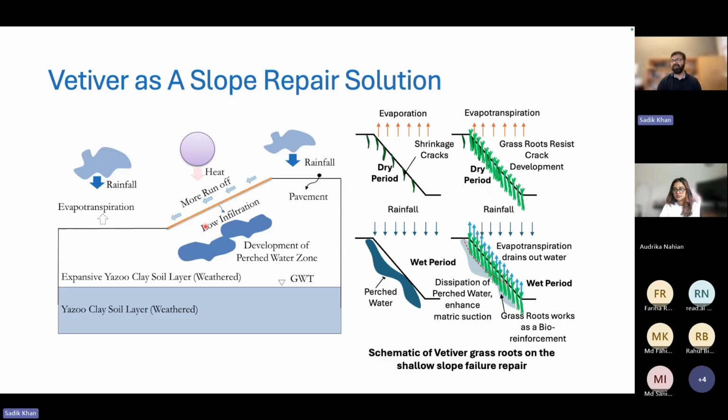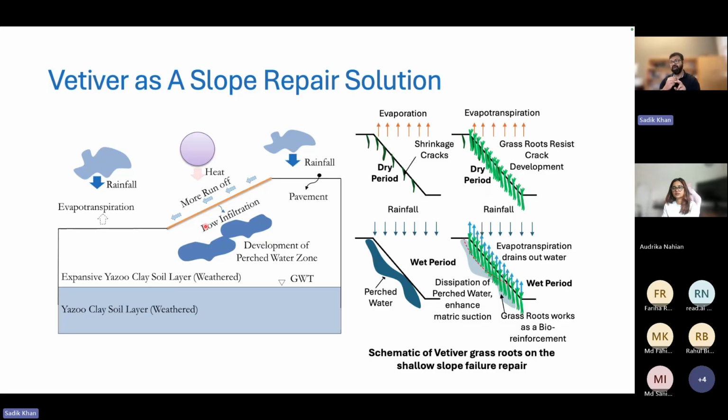So we started the project, and this project is funded primarily by the National Science Foundation and also by the Mississippi Department of Transportation. Through this funding, we're able to look into different options and find out how the vetiver grass works. In our case, we primarily considered that vetiver grass will give us three major benefits if we try it out on the expansive soil.